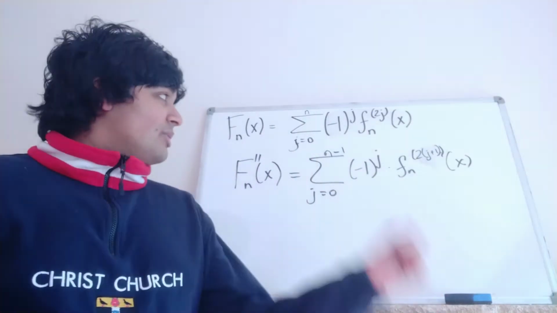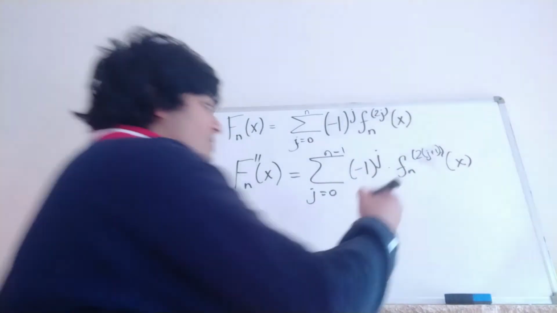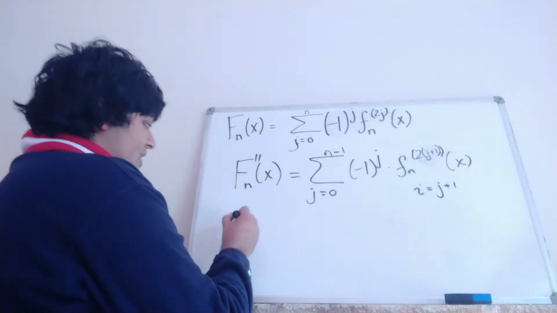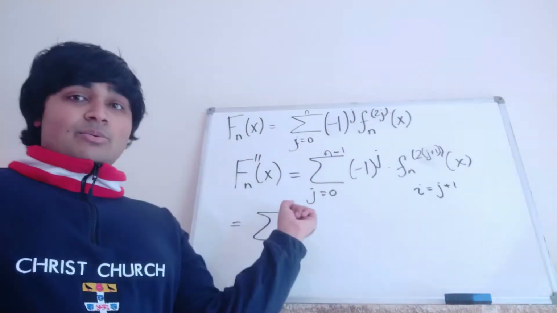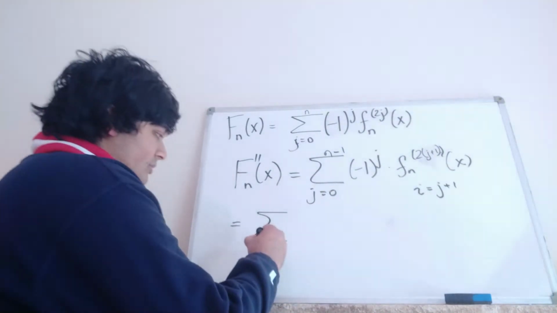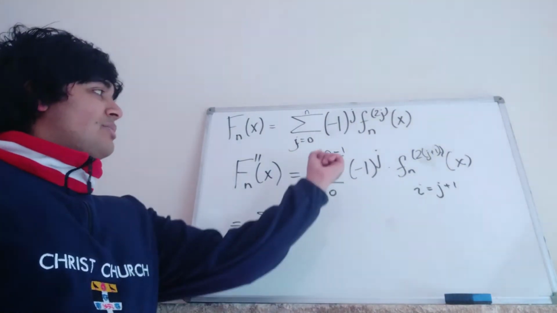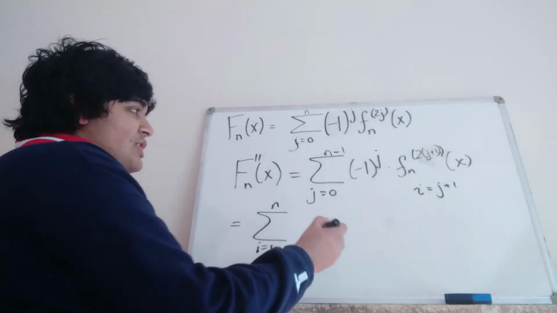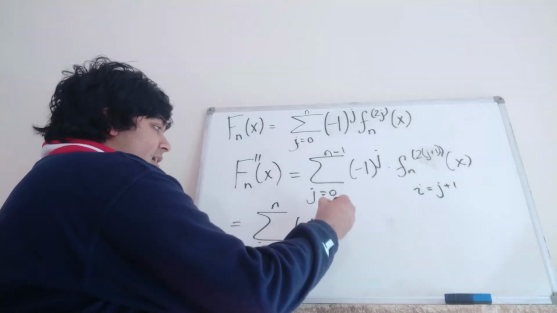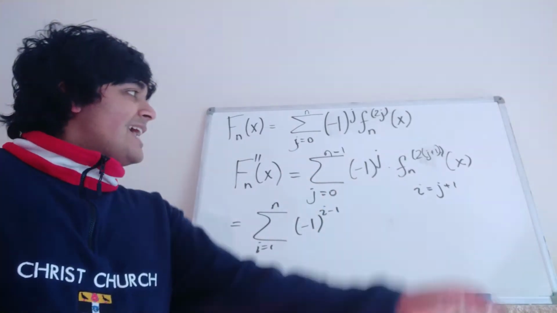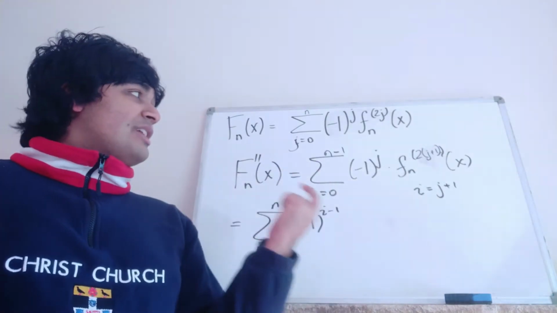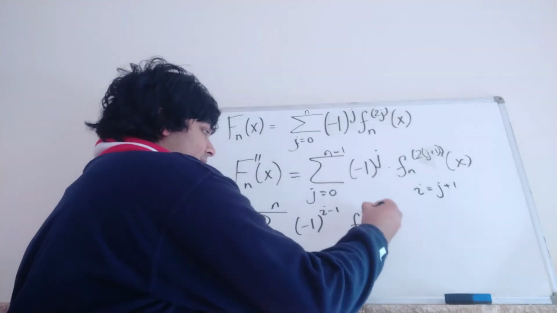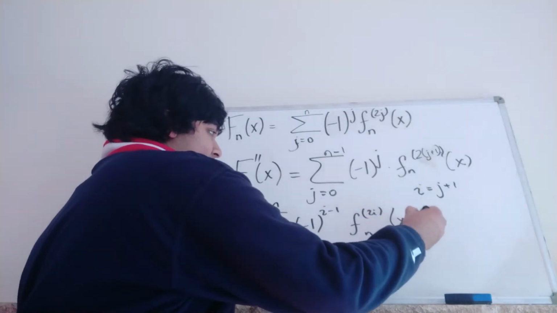Now what we're going to do is a change of variables of this j. So I'm just going to say let i equal j plus 1. So this is now the sum where, when j equals 0, i is going to equal 1, and when j equals n minus 1, i is going to equal n minus 1 plus 1, which is n. Minus 1 to the j is now just minus 1 to the i minus 1. And then the 2j plus 2 derivative of fn of x is now just the 2ith derivative of fn of x, like so.